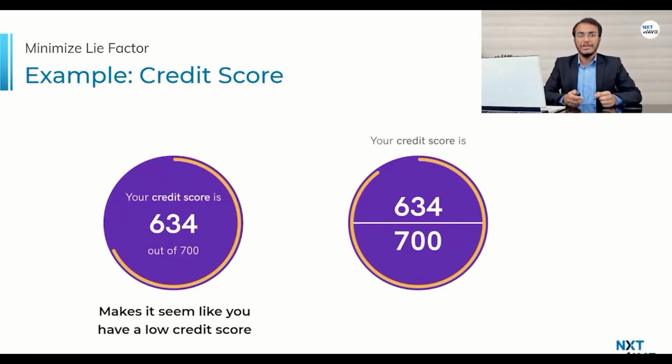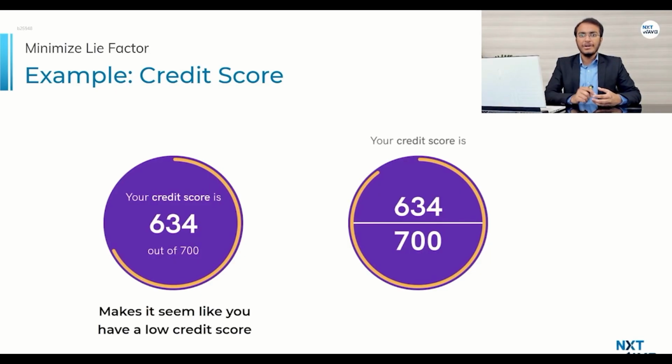Now going to further examples, if you look at the left visualization, you can see that you have a credit score of 634 and it doesn't feel like you have a really good credit score. It just feels like you are doing okay. So it feels like you have less than 75% of what is normal, right? But if you look at it carefully, it is 634 out of 700.